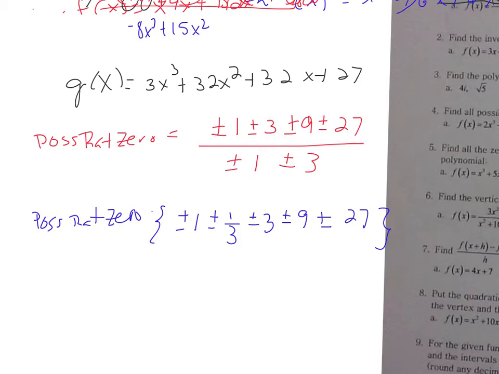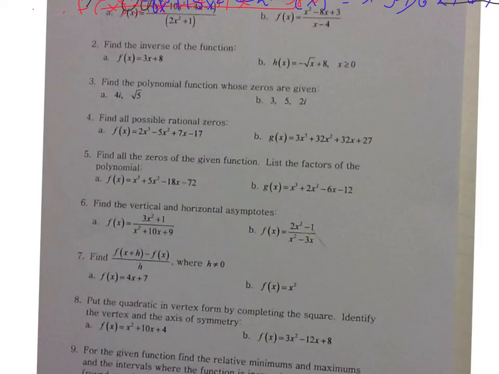All right, so let's try number 5. Okay, number 5 says find all the zeros of the given function. List the factors of the polynomial. Okay, so number 5, I have f of x is equal to x to the third plus 5x squared minus 18x minus 72.